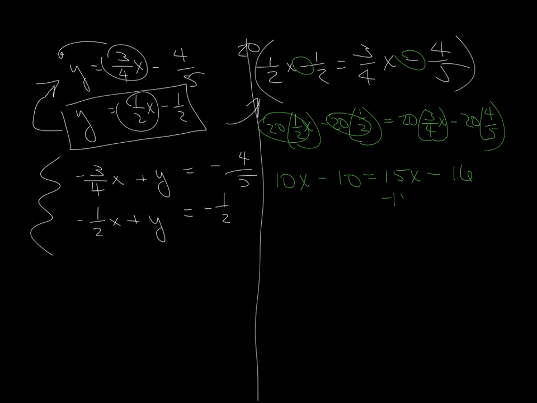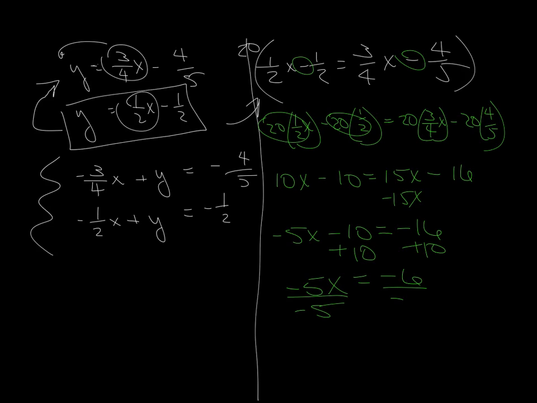So I'm going to subtract 15x from both sides, and I get -5x minus 10 equals -16. I'm going to add 10. Negative 5x equals negative 6. Divide by negative 5. Divide by negative 5. And my x equals a positive 6 over 5.